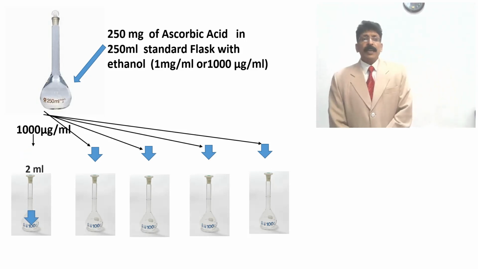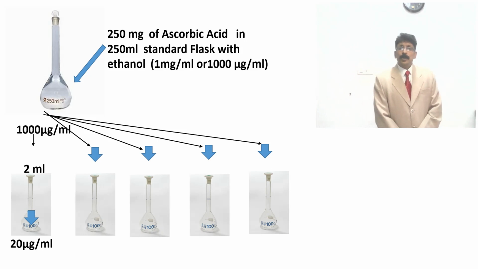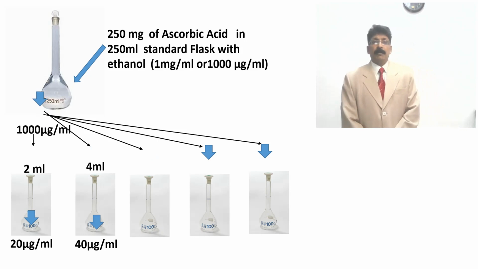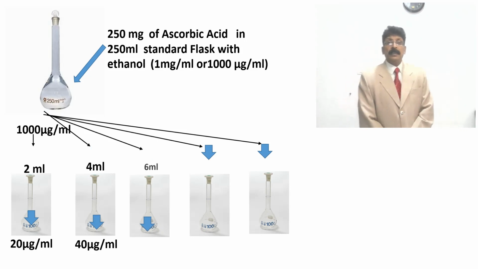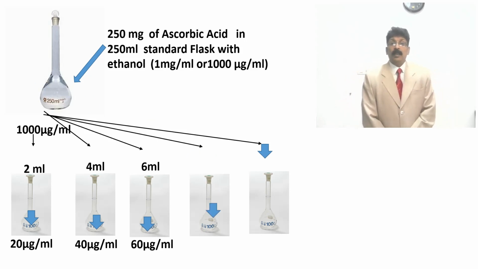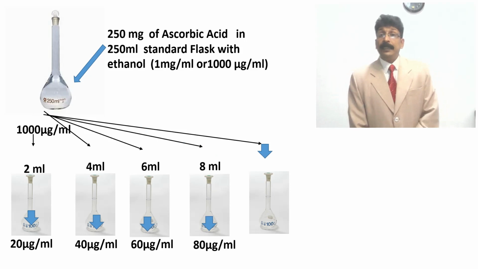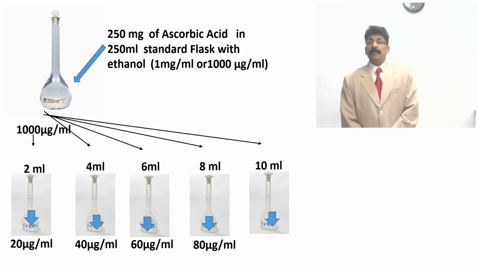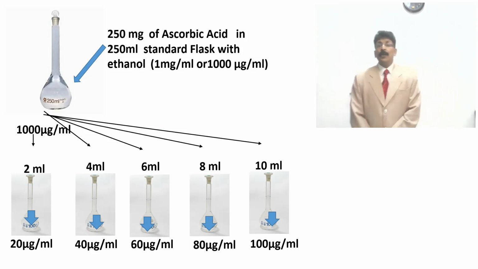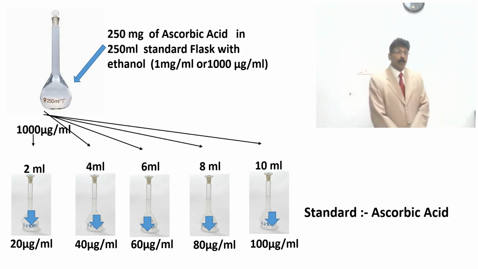So when you take 2 ml, 20 microgram per ml; 4 ml, 40 microgram per ml. Make up the volume in a 100 ml standard flask, and 6 ml, 60 microgram per ml concentration, and 8 ml, 80 microgram per ml concentration. And you take 10 ml, you are getting 100 microgram per ml. This is the dilution which you made for the standard ascorbic acid.